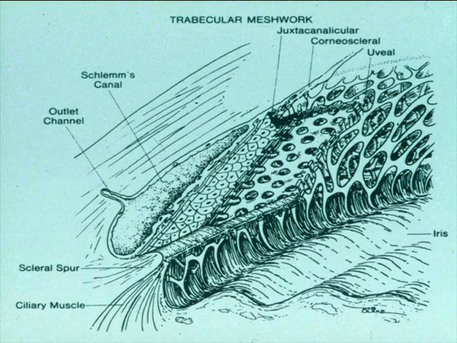Here's another cartoon taken from scanning electron microscopy, and what we notice about the trabecular meshwork is that it's really sort of arranged in beams, and these beams are spongy. Deep to that is juxtacanalicular tissue, and then the inner and outer walls of Schlemm's canal. The scleral spur is embedded within part of the trabecular meshwork, and you can see the ciliary muscle again inserting on the scleral spur.